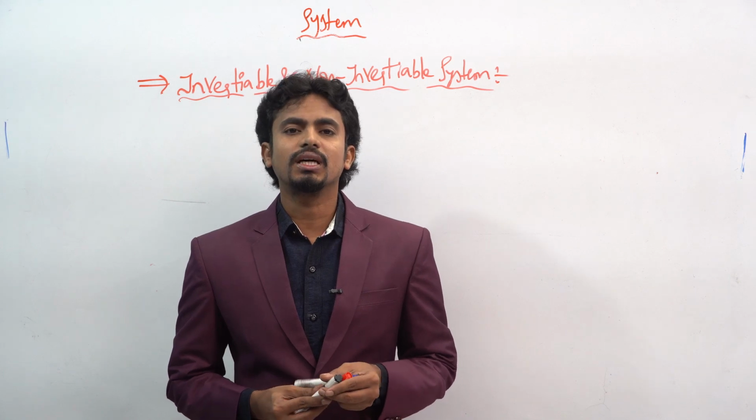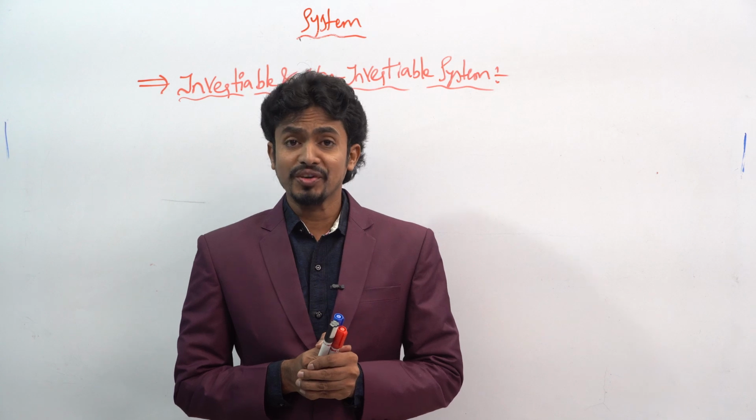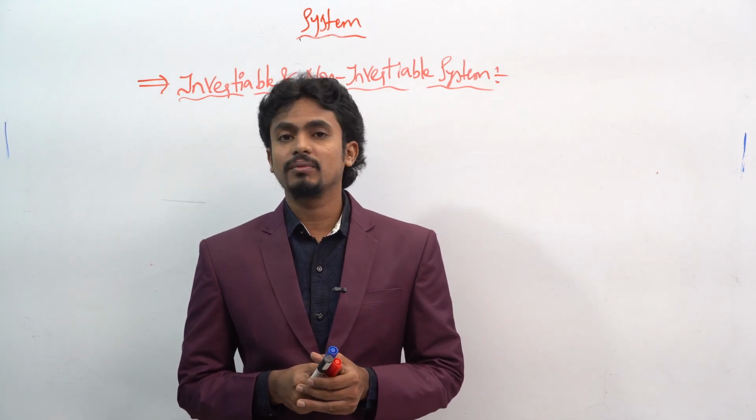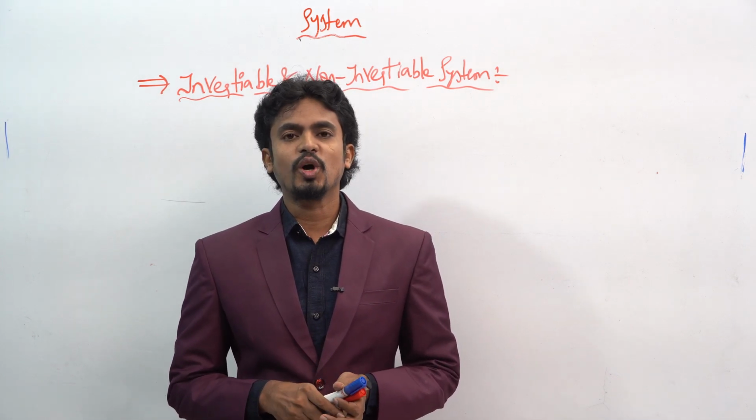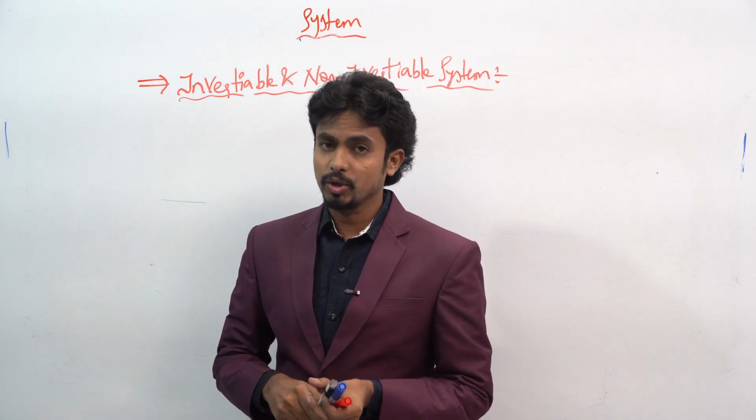Before we see the basic properties. From the basic properties, the first part is the static and the dynamic system. Now let's move on to the next, that will be the invertible and the non-invertible.